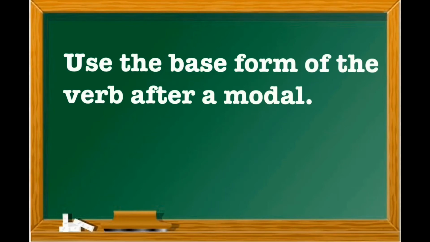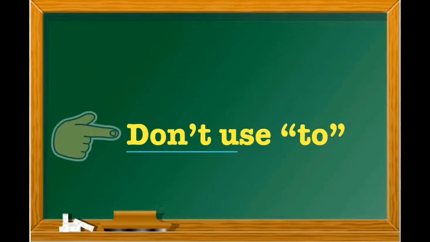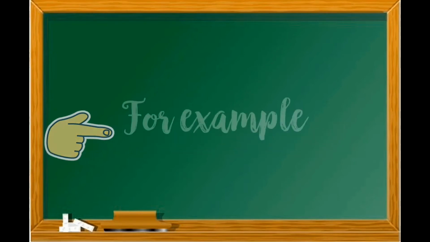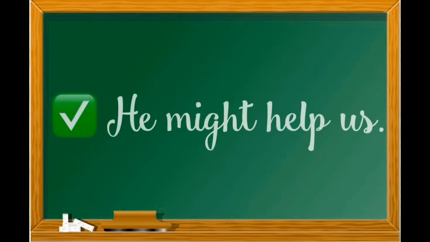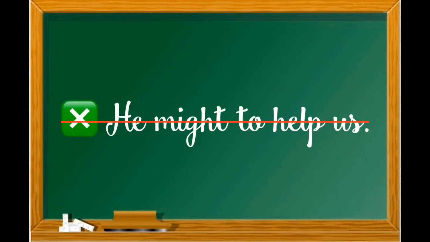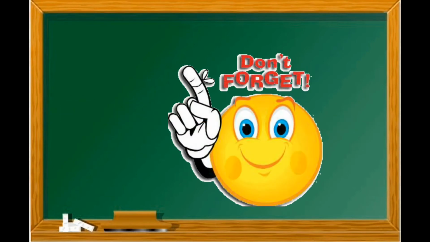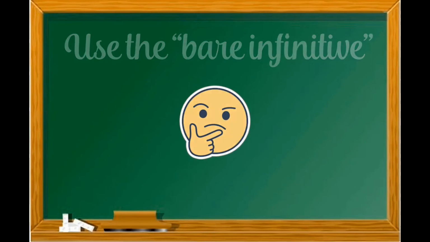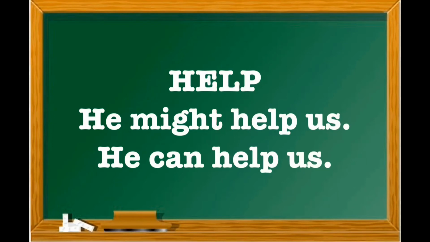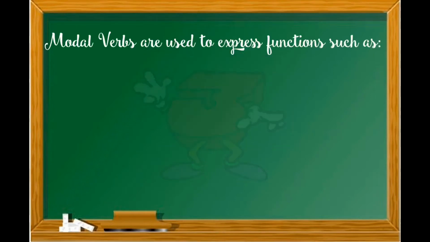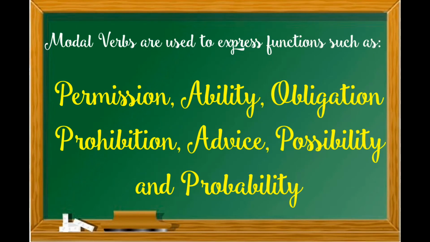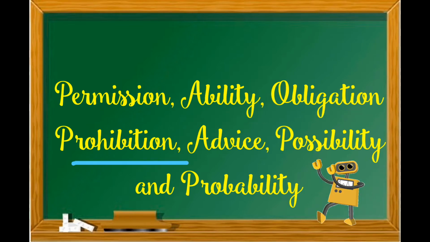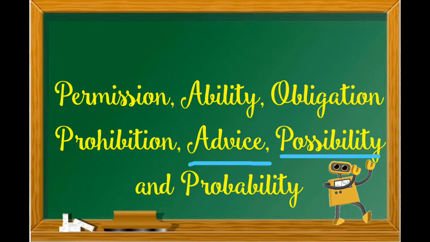Use the base form of the verb after a modal. Do not use to. For example, you should say, he might help us, not he might to help us. Do not use the full infinitive, which is to help. Just use the base form of the verb, which is help. He might help us. He can help us. Modal verbs are used to express functions such as permission, ability, obligation, prohibition, advice, possibility, and probability.